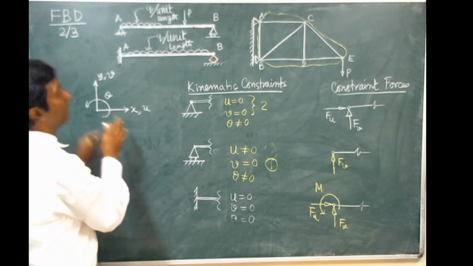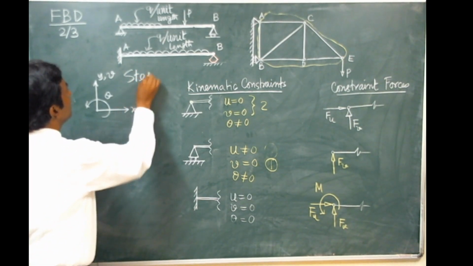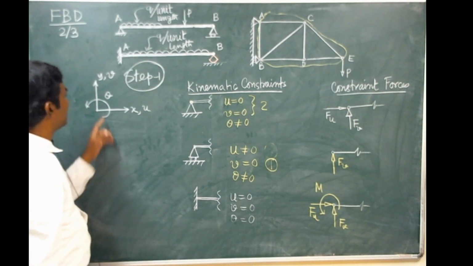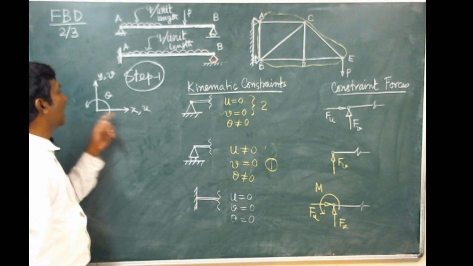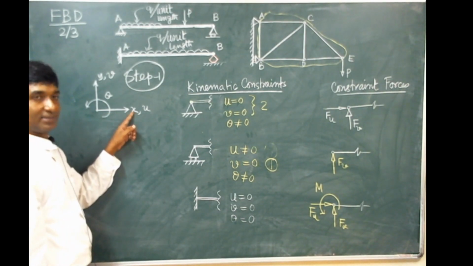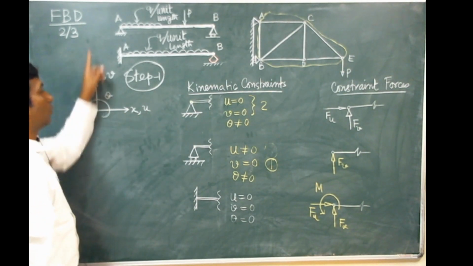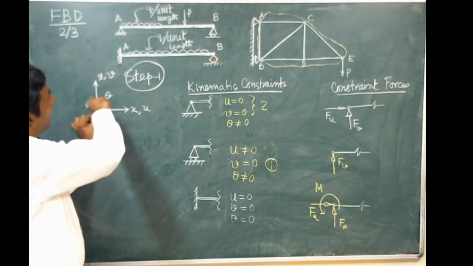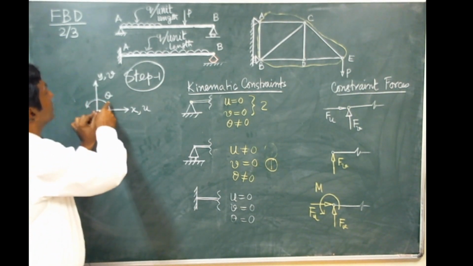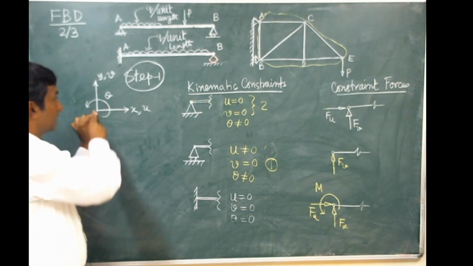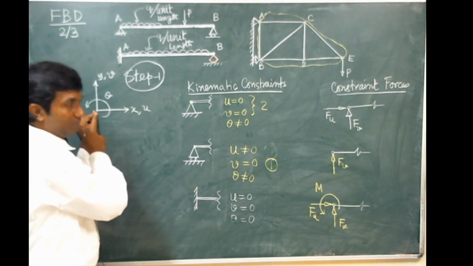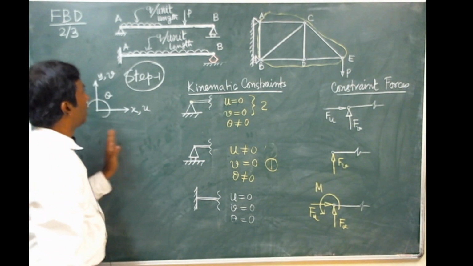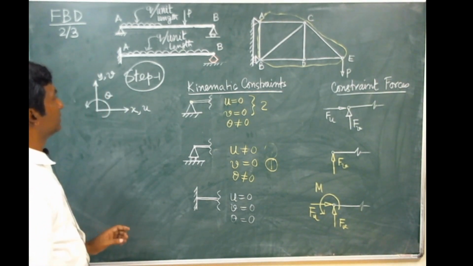set up a reference axis. This is step 1. Choose a suitable reference axis. Here for convenience, we are using the letter X to denote the horizontal axis, letter Y to denote the vertical axis, and the Z axis. About that there is a possible rotation. So theta denotes the rotation about the Z axis, u denotes the possible displacement along the X axis, and v denotes the vertical displacement, or the displacement along the Y axis.